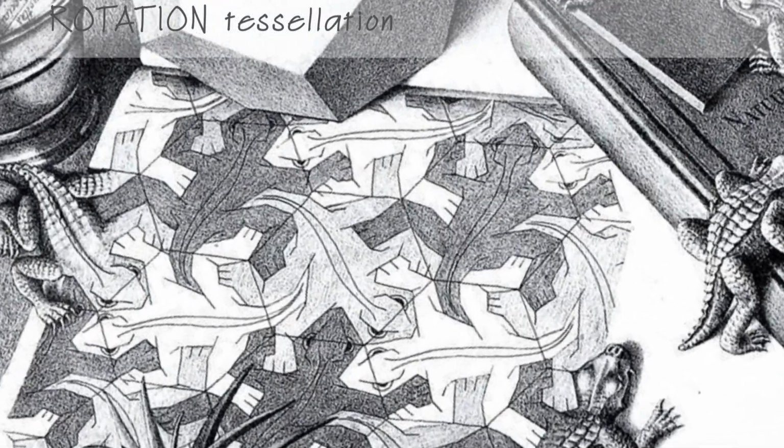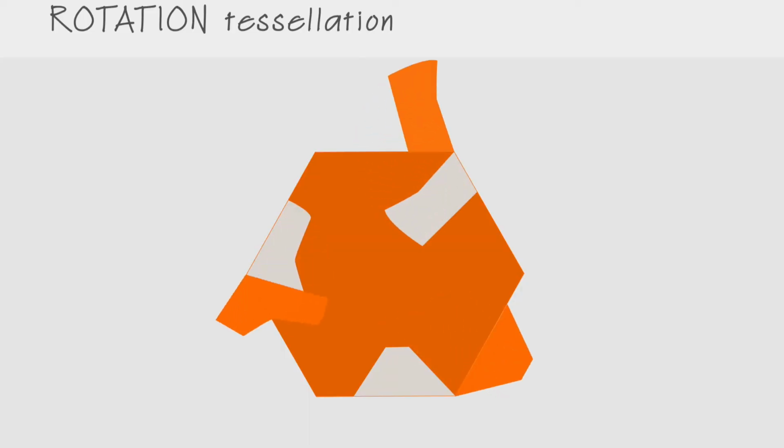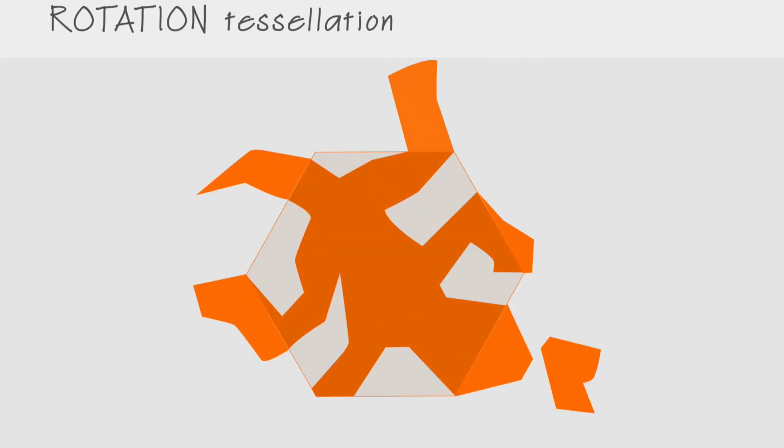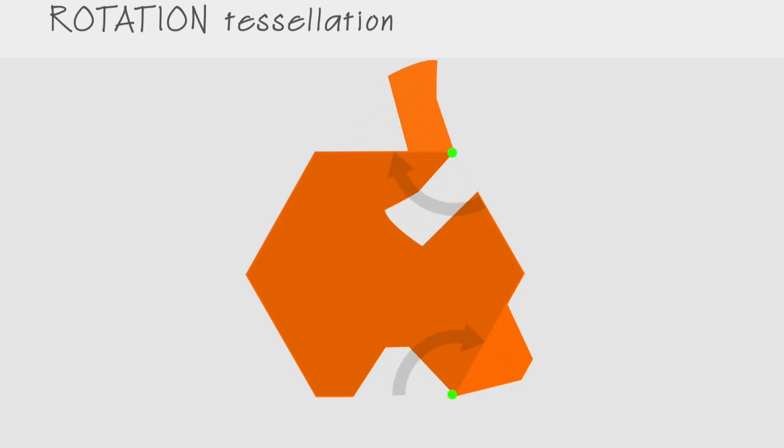Rotation method works with hexagons as well. Here is the famous lizard by M.C. Escher. One more time. I'll repeat the steps. Look closely as the shapes rotate around the corner points.